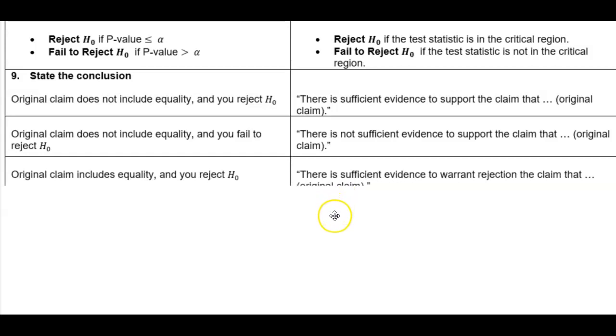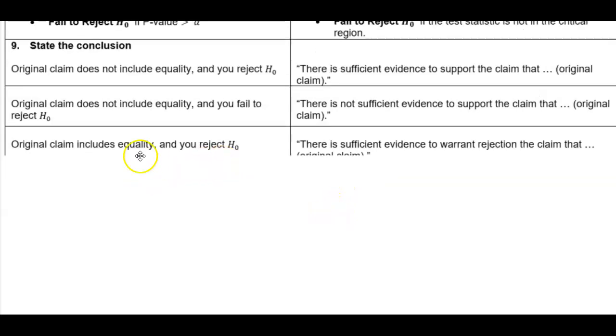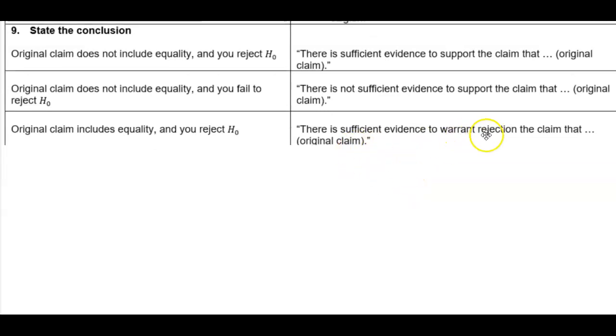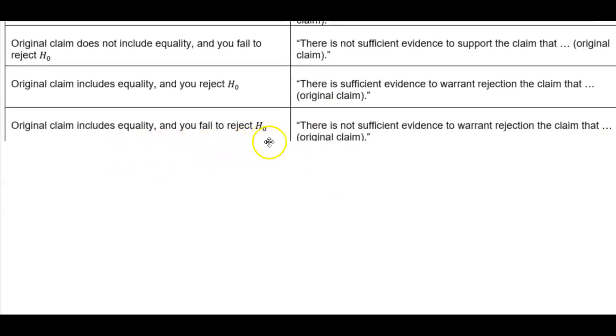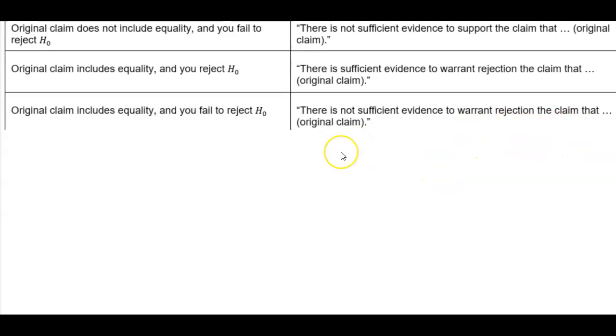If the original claim includes equality and you reject the null hypothesis, then you would state that there is sufficient evidence to warrant rejection of the claim that, followed by the original claim. And then if the original claim includes equality and you fail to reject the null hypothesis, then you would state that there is not sufficient evidence to warrant rejection of the claim that, followed by the original claim.